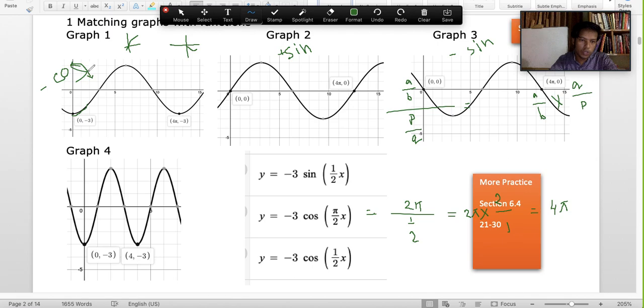This graph and this graph are similar. This is also a negative cos graph. So you see, we have two sine graphs, this one and this one, and this one is already positive. So we already know that our answer has to be either this one or none, because we have only one negative sine graph, this one.